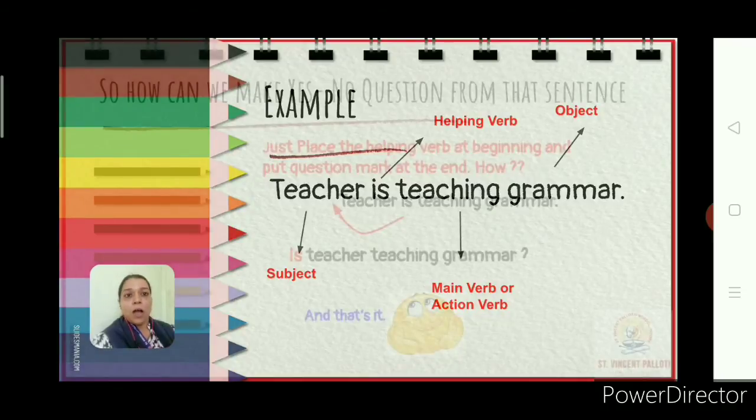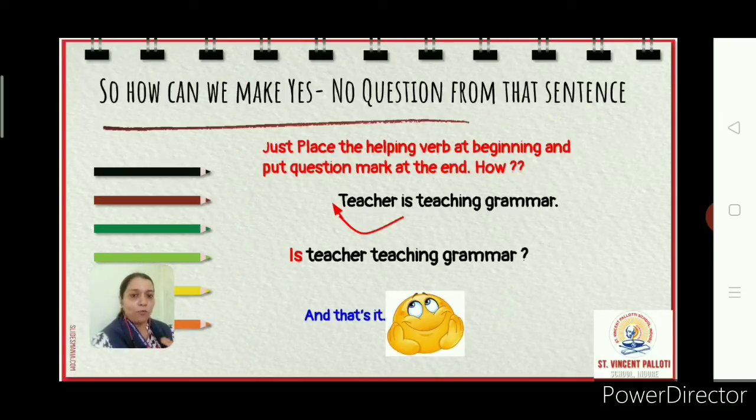Now see how we can make a yes no question from that sentence. So what we need to do, it is very simple. Whatever the helping verb or auxiliary verb is there, you have to just place it at the beginning, write the other part of the sentence as it is and put a question mark at the last. Just see, teacher is teaching grammar was our sentence. Now is was the helping verb. So is we will put at the front: Is teacher teaching grammar? Question mark.